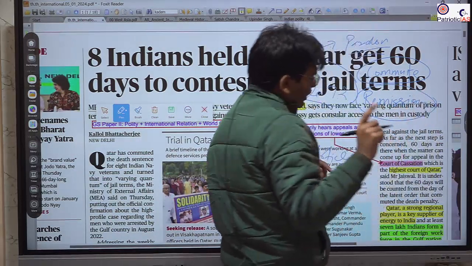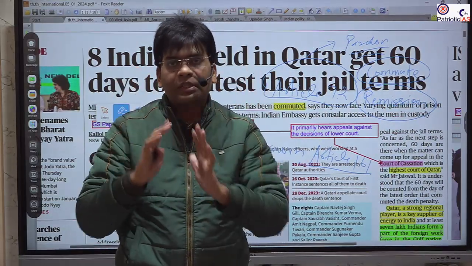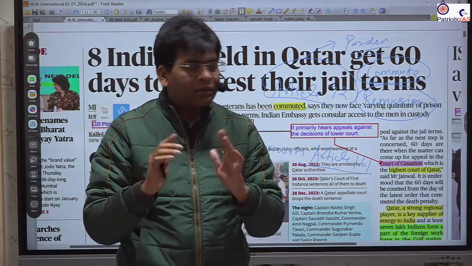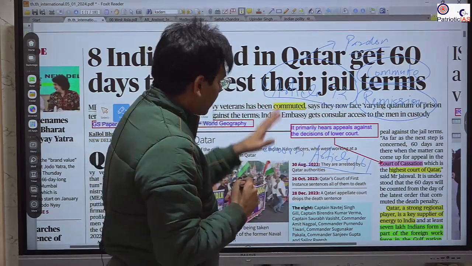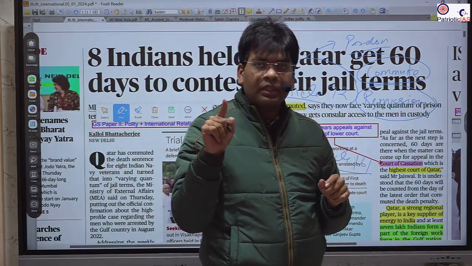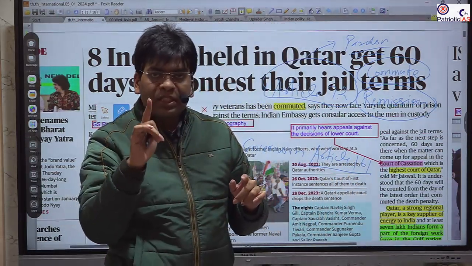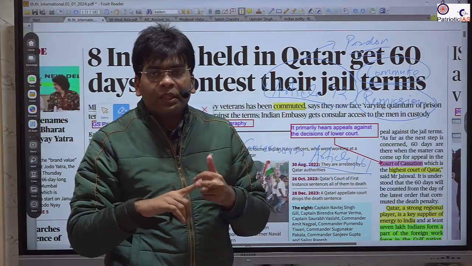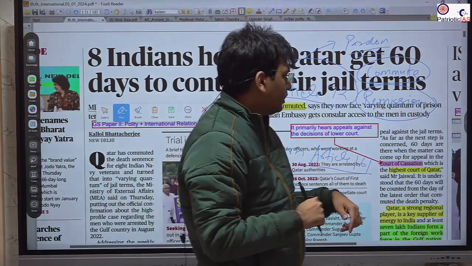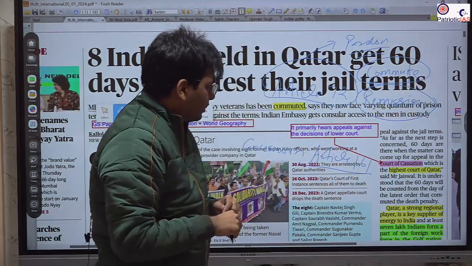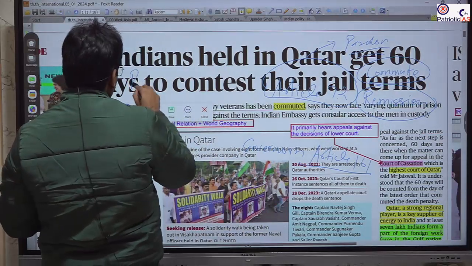Remission is associated with the reduction in the period. If you are sentenced for 18 years, with remission you will be sentenced for 14 years. So remission means reduction in the period without changing the character of the sentence. The character of imprisonment will continue, but the period goes from 18 years to 14 years, to 10 years, 8 years; that will take place under remission. Then there is the reprieve.